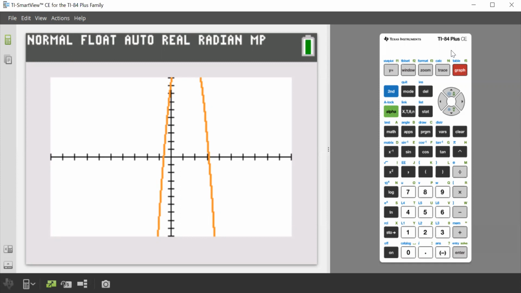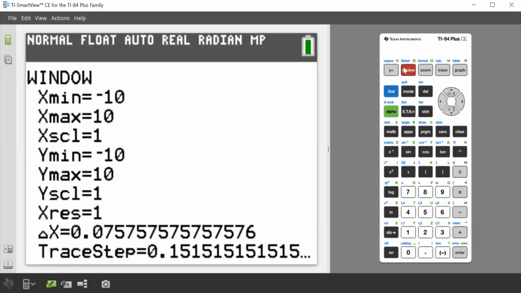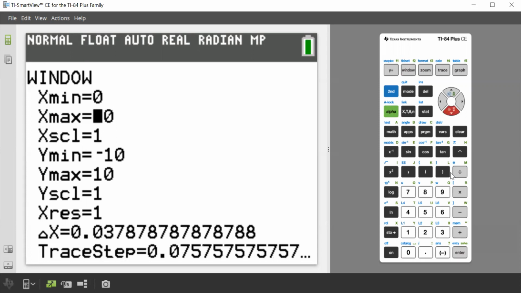So let's change our window settings. So go to window. Okay, what is x? Well, x is time in this question. So the smallest amount of time I can have is 0. Now, x max, I'll leave at 10 because it looked like I saw the x-intercept I was looking for. Scale of 1 is fine.